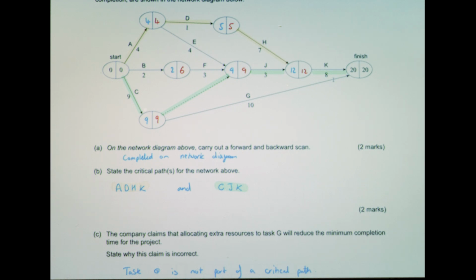Do they not need to put the other numbers around the nodes anymore? No, they don't have to. It's advised to, because then they can easily calculate things like slack time, but they don't actually have to. In a forward scan, we're looking at the first half, and in a backward scan, we're looking at the second half.